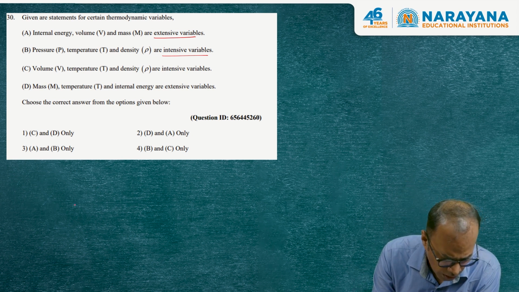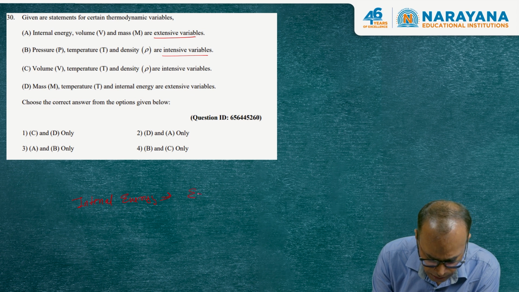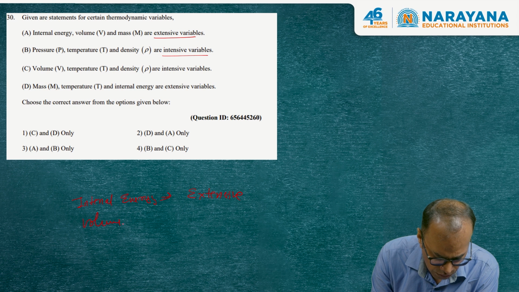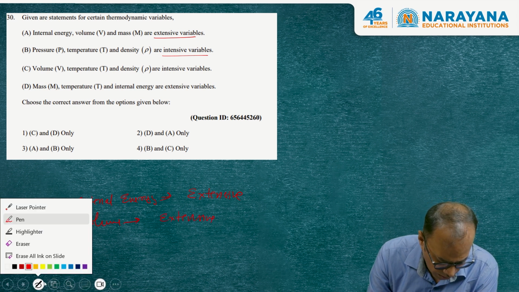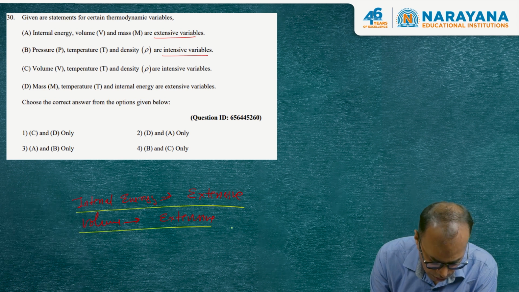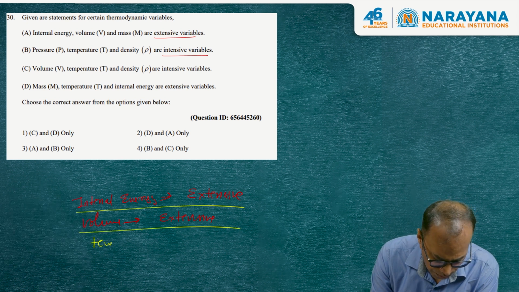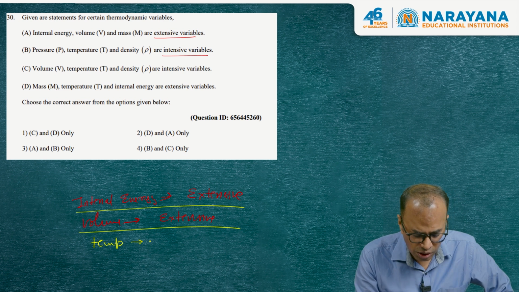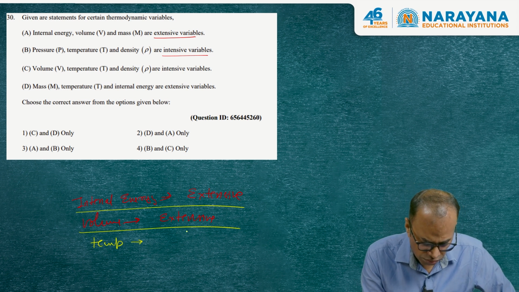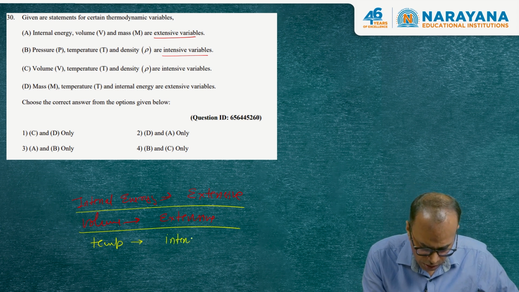Let's talk about internal energy. So internal energy, what do you think? It must be extensive. If I take more substance, it will be more. Volume, it will be extensive. Okay, let me write with yellow, it is brighter. And if we talk about temperature, the temperature of 1 kg or the temperature of half kg, it should be the same. So temperature is intensive. Density, it should be intensive.